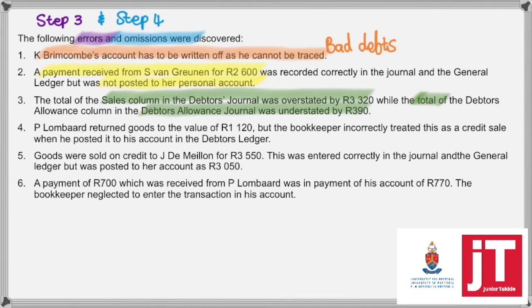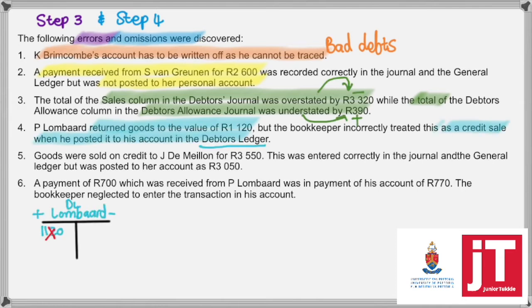Then number 4, P. Lombard returned goods to the value of 1,120 rand. But the bookkeeper incorrectly treated this as a credit sale when he posted it to his account in the debtors ledger. So the journals are all fine and the general ledger will be fine, but the debtors ledger accounts, in other words, the list, is incorrect. So you'll have to fix it in the list. So Lombard's account was debited because it was treated as a sale instead of a return. So we must now cancel it and put it through as a transaction. So you have to minus it twice.